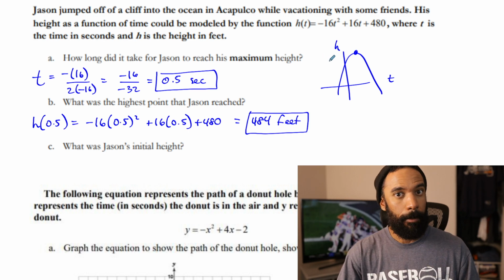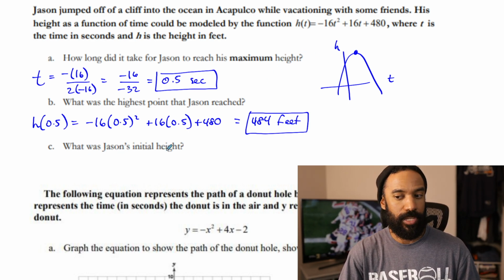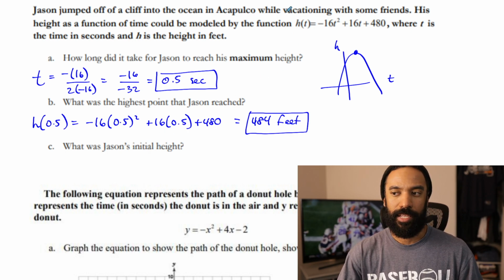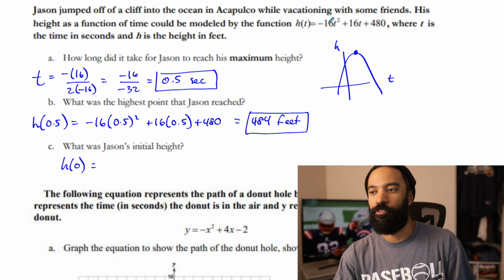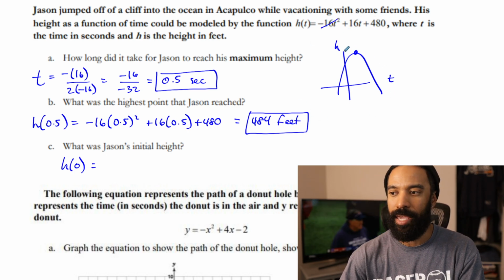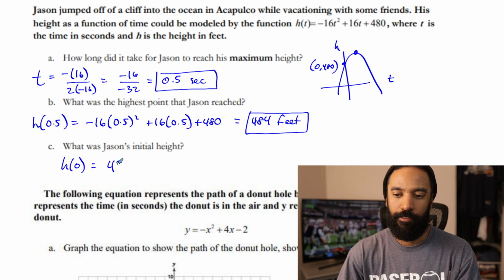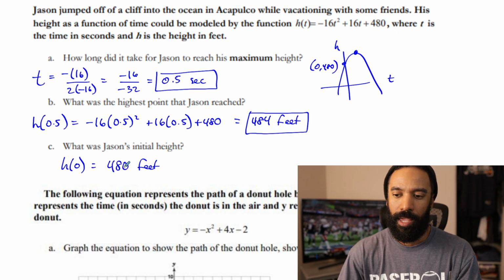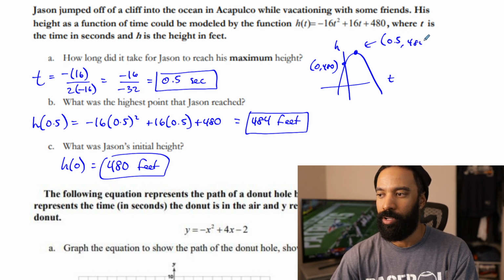Now, he didn't jump up 484 feet in the air. He was at some other point. What was his initial height? That's the question. This is at time 0. What is h of 0? Well, good news is we're in standard form. That means this term wipes out, this term wipes out. You're left with 480. It's the y-intercept. He starts at 480 feet. 0, 480, which is the answer, by the way. 480 feet. And once again, the vertex was all about 0.5, 484.